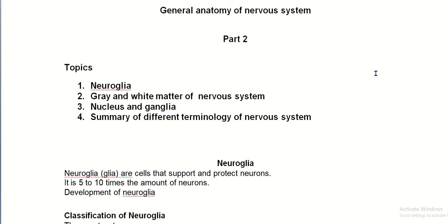This is the video of General Anatomy of the Nervous System Part 2. Topics included in this video are neuroglia, gray and white matter of the nervous system, nucleus, ganglia, and a summary of different terminology of the nervous system.